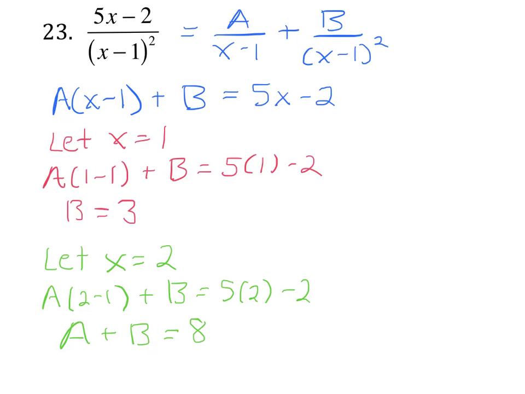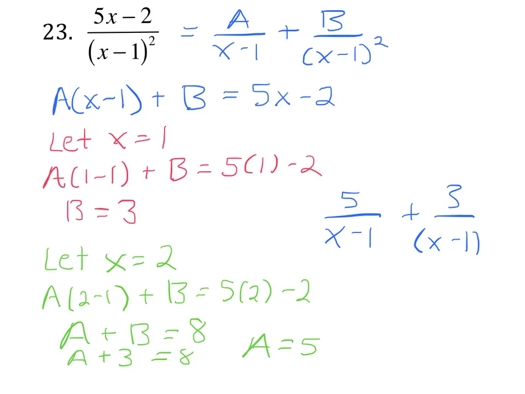And I already know that b equals 3. So a plus 3 equals 8. So a must equal 5. So now my final answer is 5 over x minus 1 plus 3 over x minus 1 quantity squared.